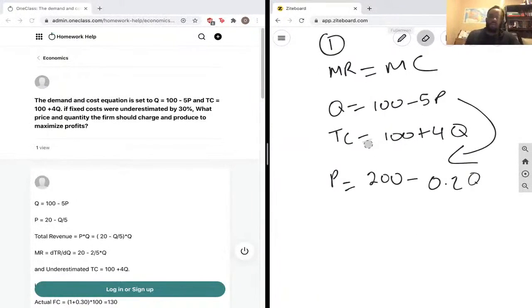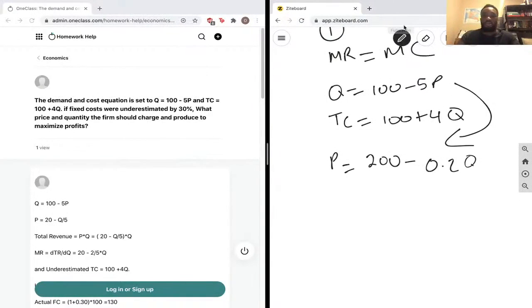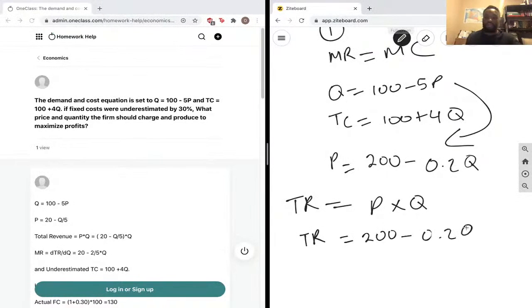Okay, so our demand equation is 20 minus 0.2 Q. And we'll just take our total revenue function, which is P multiplied by Q. So total revenue, again, would be 20 minus 0.2 Q multiplied by Q, which equals 20 Q minus 0.2 Q squared.